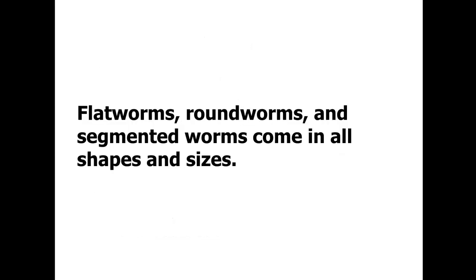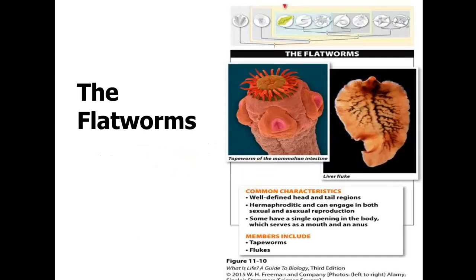Next, we're going into flatworms, roundworms, and segmented worms. They're going to come in all shapes and sizes. So looking here at this lovely guy on your left, he is a tapeworm. You might have heard of him before. Tapeworms are going to be known for attaching themselves basically to the intestines of animals and sucking the nutrients out. On the other side, you're going to see what's known as a liver fluke.